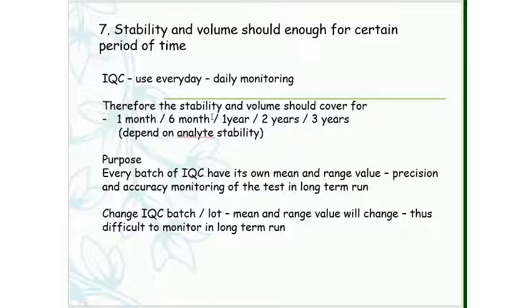Because every batch of IQC has its own mean and range value. It is used for precision and accuracy monitoring of the test in a long-term run. So if we change the batch or lot, the mean and range value will change. Thus, it is difficult to monitor in a long-term run.